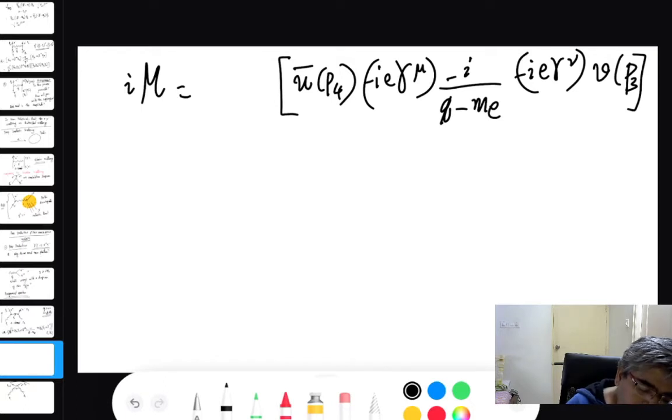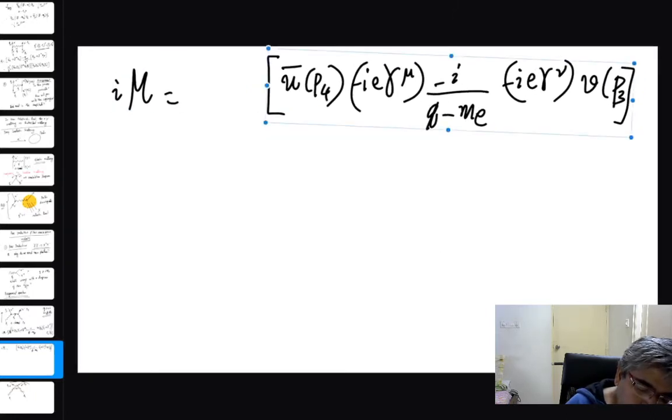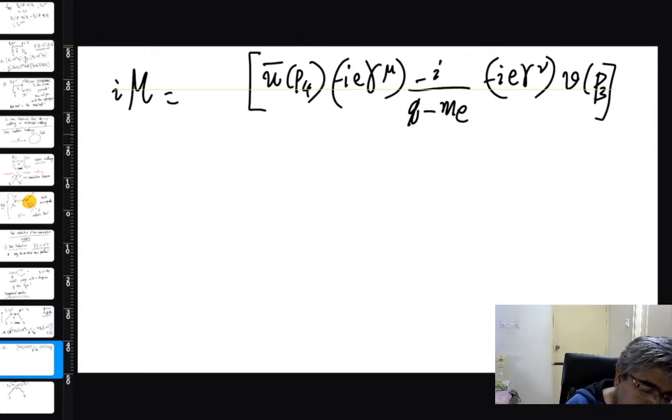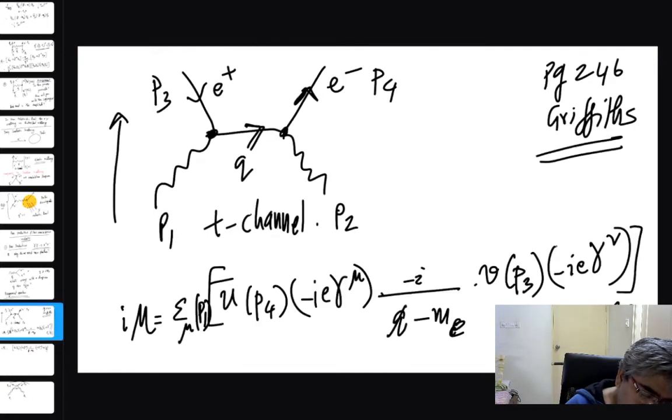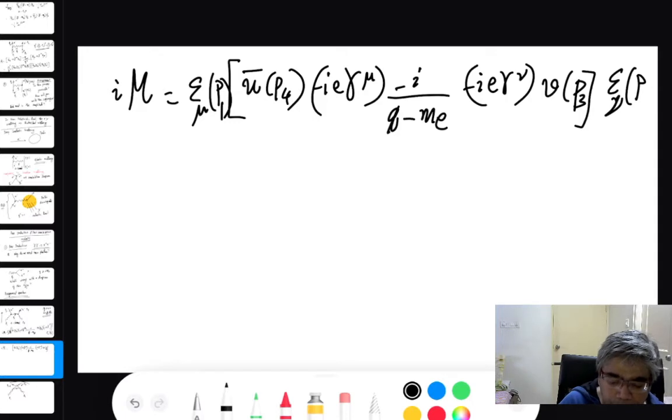Let's see if we can just move it a little bit. This is not moving. Okay. It's finally moving. Okay. So this is epsilon mu, it's epsilon mu P1, epsilon mu P2. So this is the amplitude.